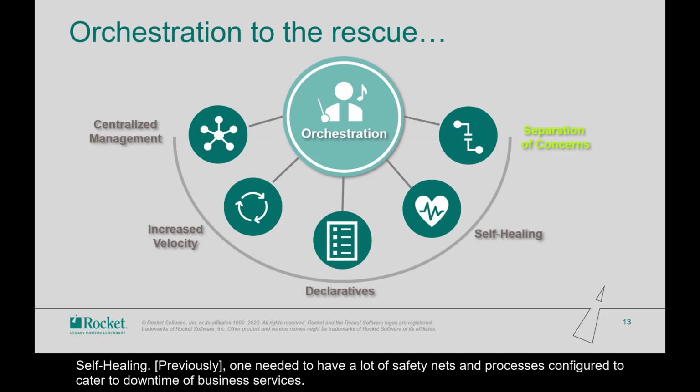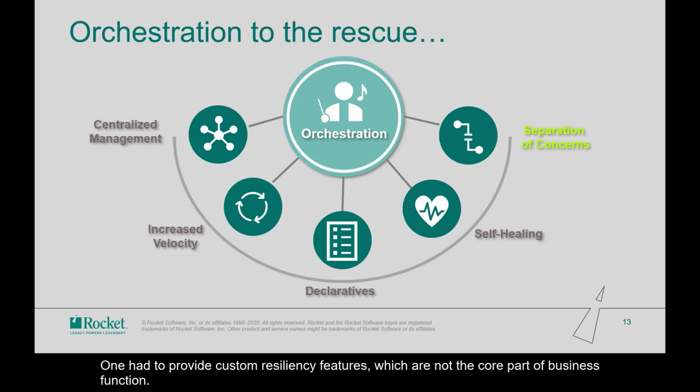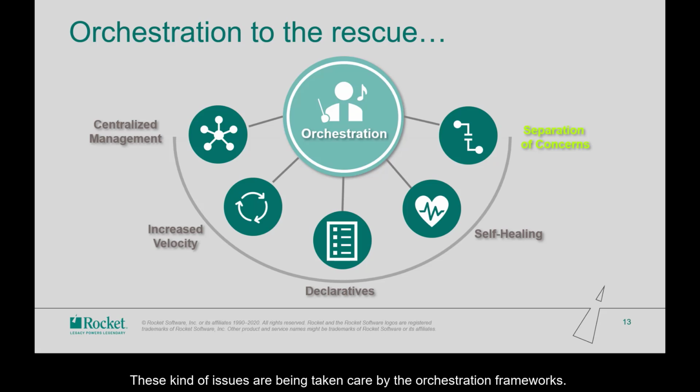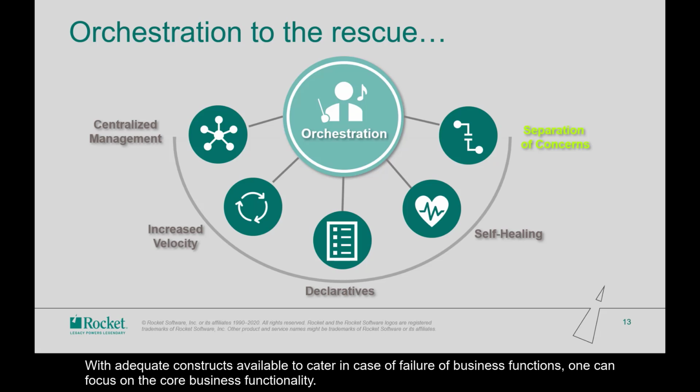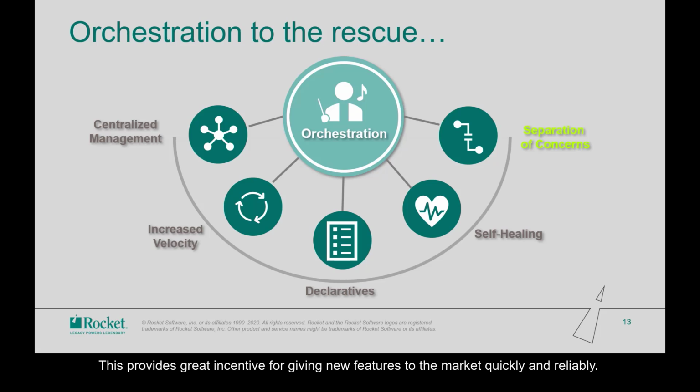Self-healing. One needed to have a lot of safety nets and processes configured to cater to downtime of a business service. One had to provide custom resiliency features, which are not the core part of the business function. These kinds of issues are taken care of by the orchestration frameworks, with adequate constructs available to cater to failures of a business function. One can focus on the core business functionality. This provides great incentive for giving new features to the market quickly and reliably.